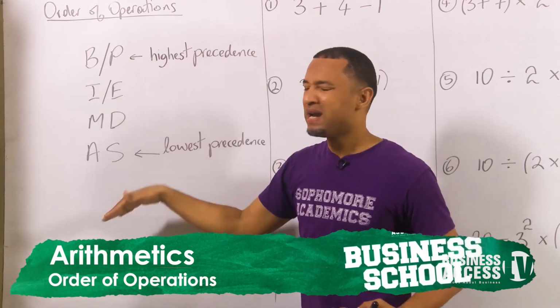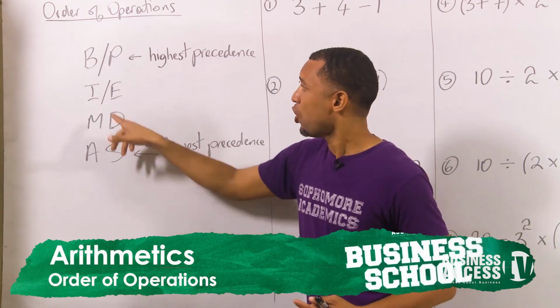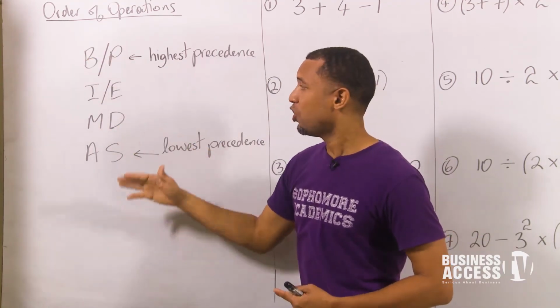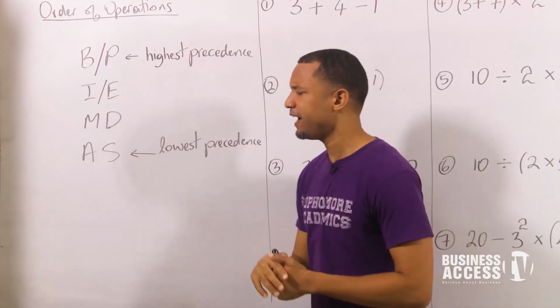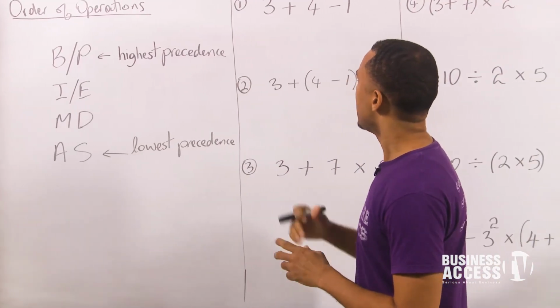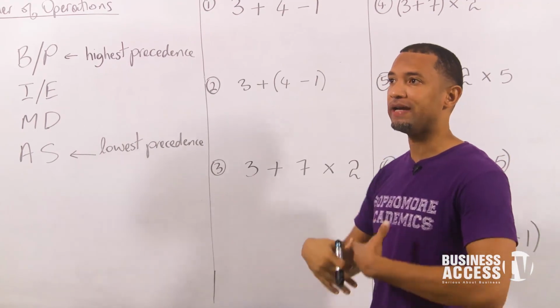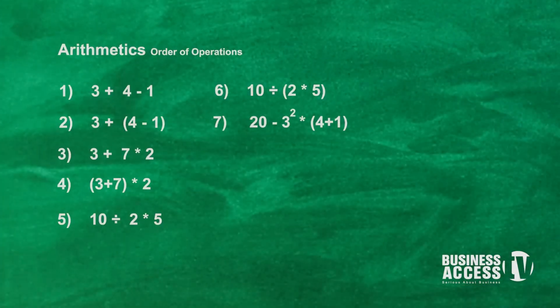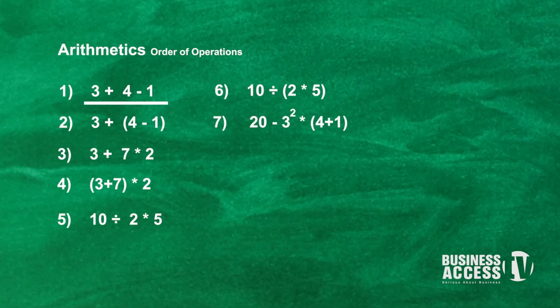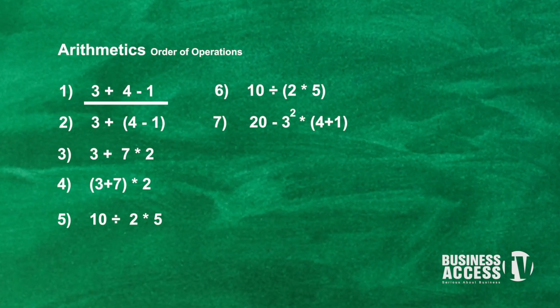So it's BIMDAS or PEMDAS or BEMDAS or whatever you'd like to call it, all right? So we're going to go into doing some examples right now to show exactly how the order of operations takes place. So here we have 3 plus 4 minus 1, ladies and gents.